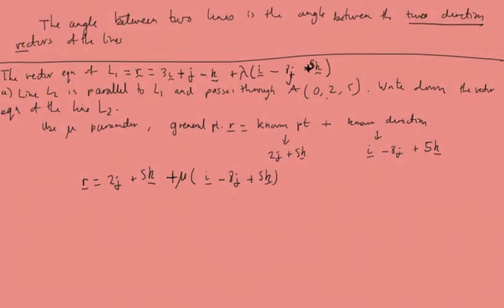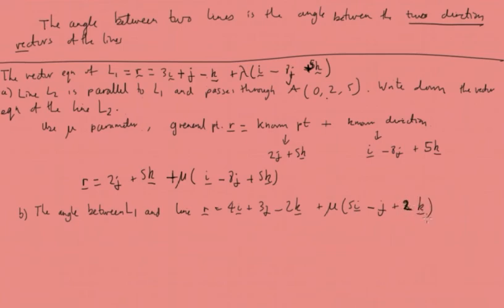So now that we have our equation for line 2, the next thing we want to find is the angle between line 1 and this line, so it's not this one but a different line, r equals i plus 3j minus 2k plus parameter mu times 5i minus j plus 2k.